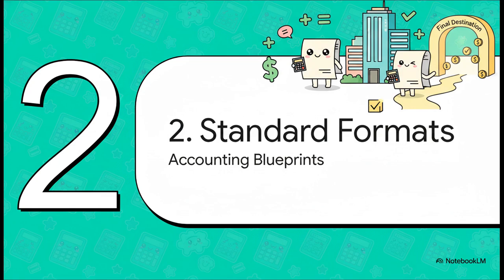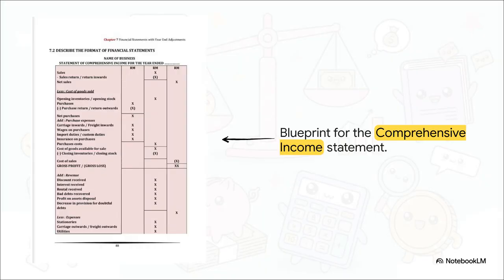Moving right along to the standard formats. Think of these as the blueprints of accounting. Knowing exactly what our final destination looks like makes the math journey a whole lot easier. Our first format is the Statement of Comprehensive Income. Honestly, I like to think of this one as your performance video for the entire year. It calculates whether you actually made a profit or suffered a loss during a set period. And how does it do that? By systematically pitting all your revenues against every single one of your expenses, from the raw cost of the goods you sold straight down to your monthly utility bills.